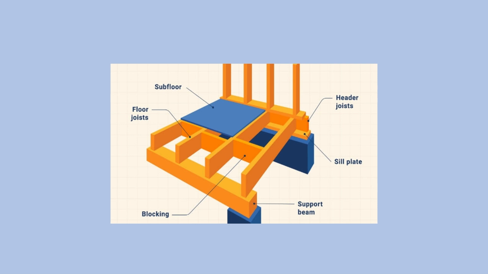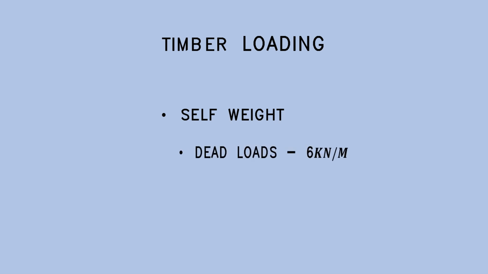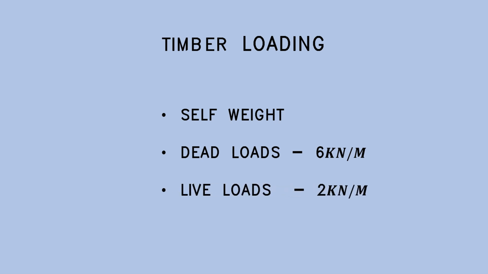So for this tutorial, we are going to be looking at timber loadings. So on TEKLA TEDDS, we can easily determine the self-weight of the timber joist. Then we are going to be adding an additional dead load of 6 kilonewtons per meter on the joist, then a live load of 2 kilonewtons per meter on the joist. So let's move to the next section where we are going to be designing a timber joist to support this load.